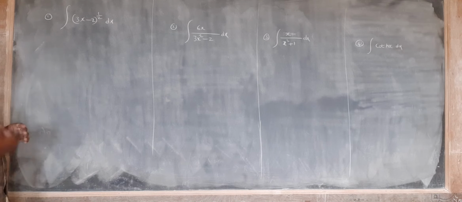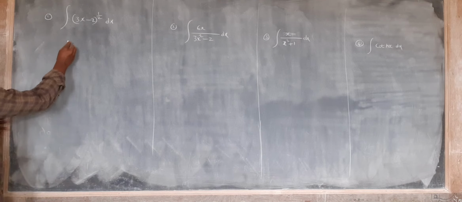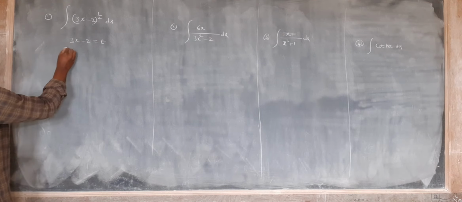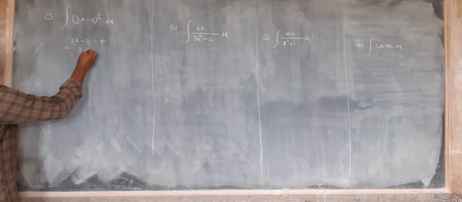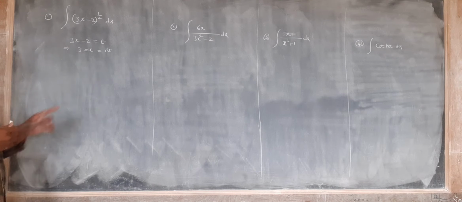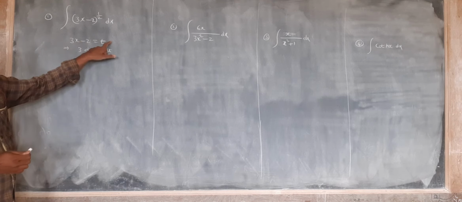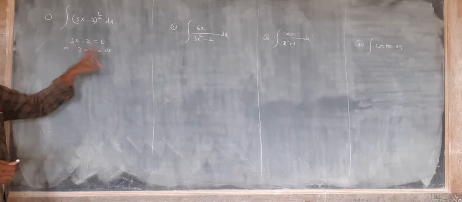Next, integral (3x minus 2) whole power 1 by 2 dx. Now if you take 3x minus 2 as t, its derivative: the derivative of a constant is 0, the derivative of x is 1. So 3 into 1 is equal to dt by dx. It can be written as 3 dx is equal to dt.